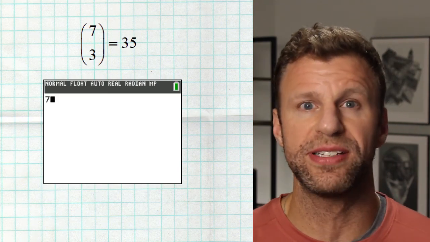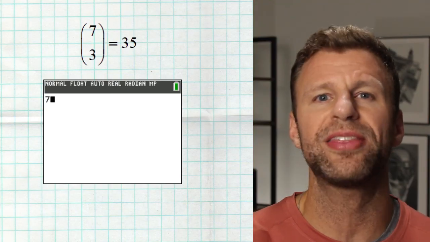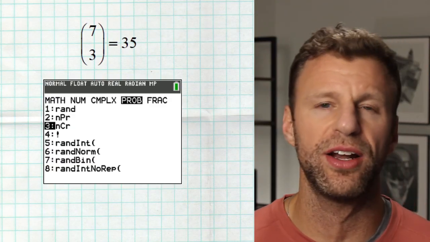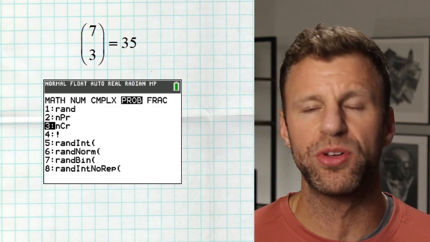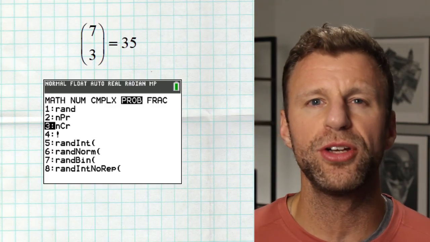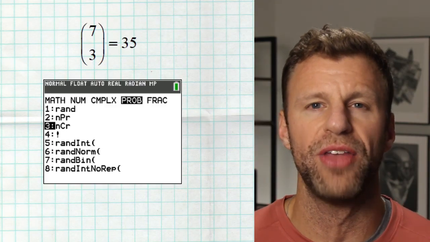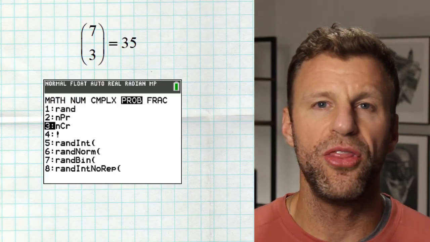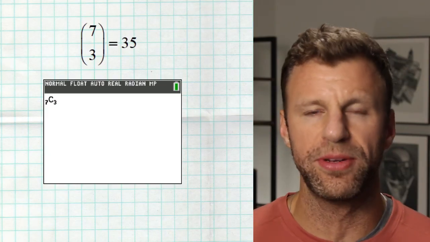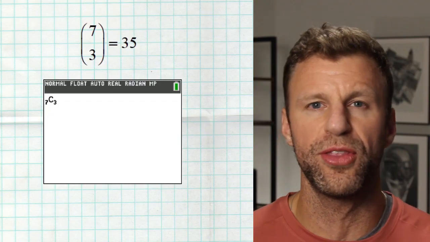Well, first you type in 7. Pretty simple. Then you're going to hit the math button on the left-hand side of your calculator, slide over to PRB, which stands for probability, at the top, and then you're going to choose nCr, that's our combinations. Then you're going to type in a 3. So you typed in the 7 first, then the nCr, then the 3.